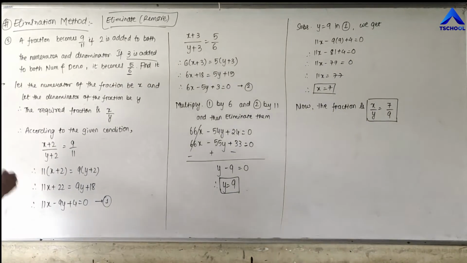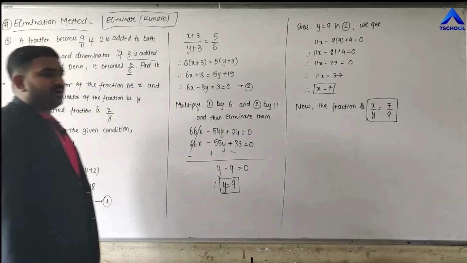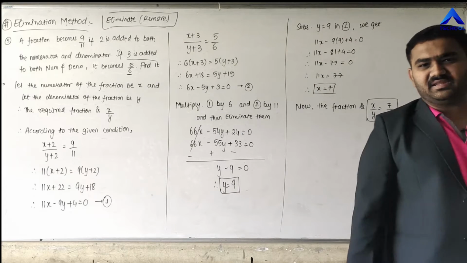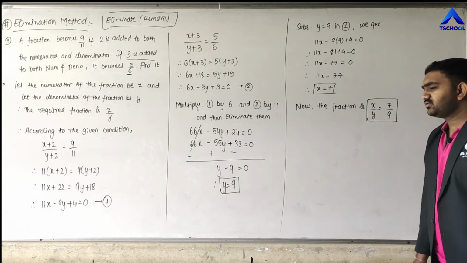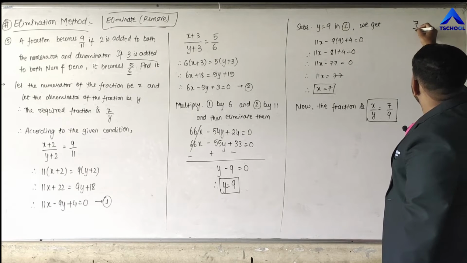So x upon y is equal to 7 upon 9 is the fraction. Now we got the fraction here, but we don't know whether this is correct or not. We might have made some mistake anywhere in the solution. So let us cross verify it, that the fraction here is 7 upon 9.